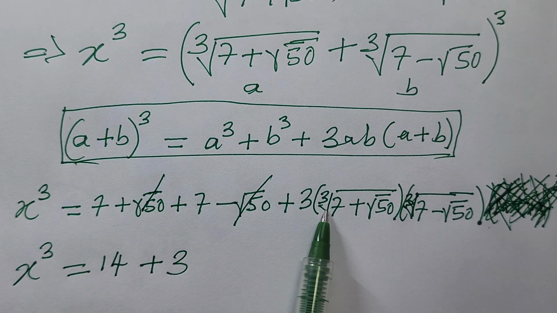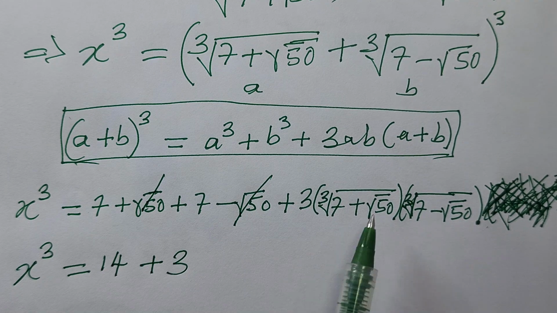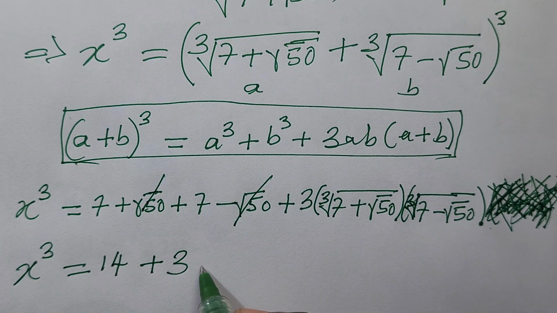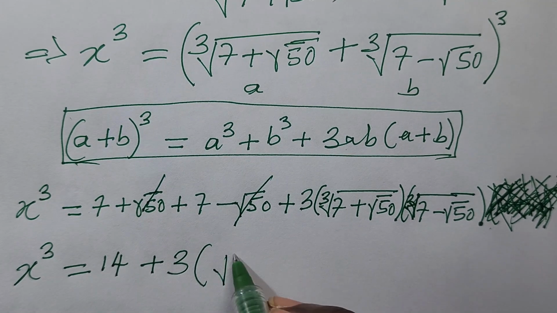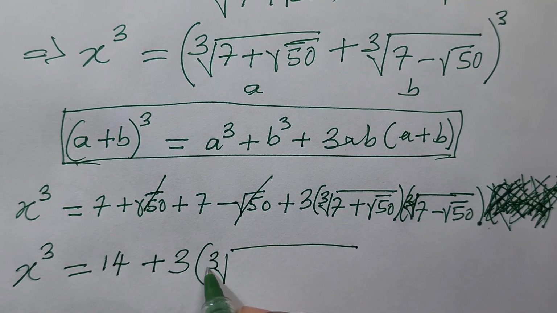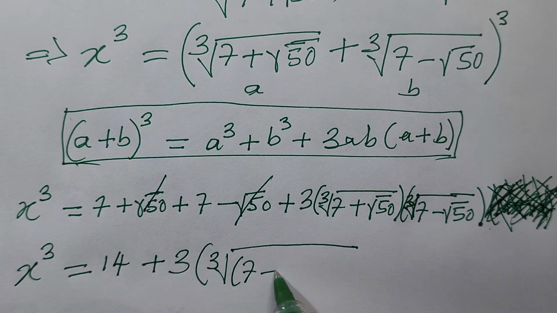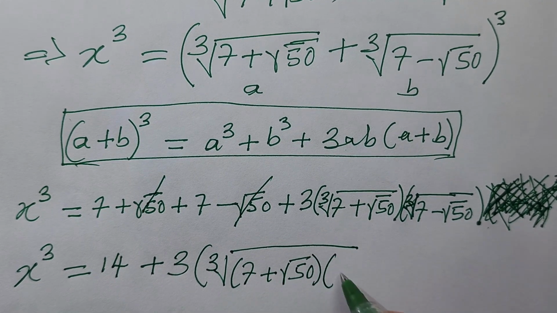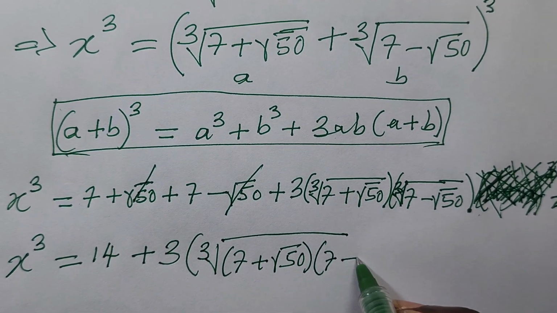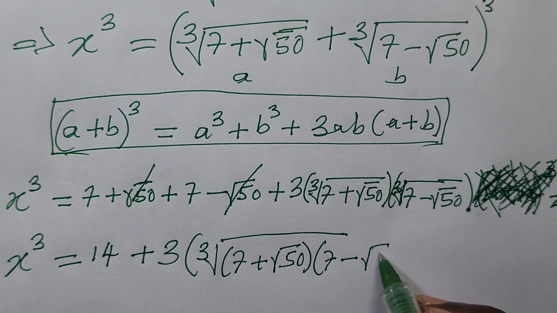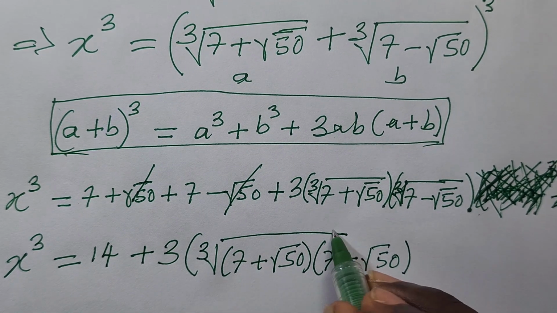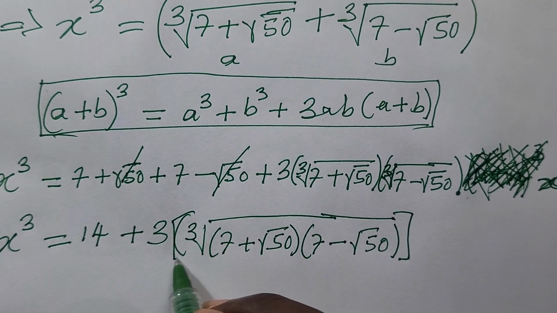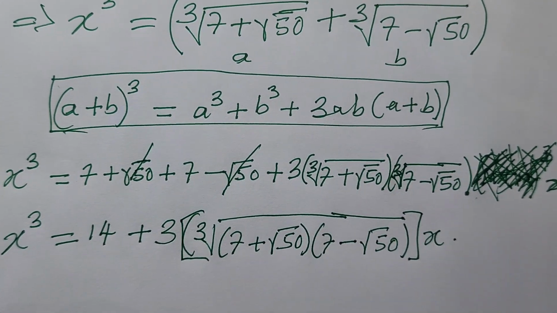Look at this. Here we are having a cube root. Here we are having a cube root. So we can multiply what we have in here together. So doing that, this will give us bracket the cube root of our 7 plus the square root of 50, close bracket, bracket open, 7 minus square root of 50, close bracket, right? Everything, let's put our square bracket here, everything into our x.